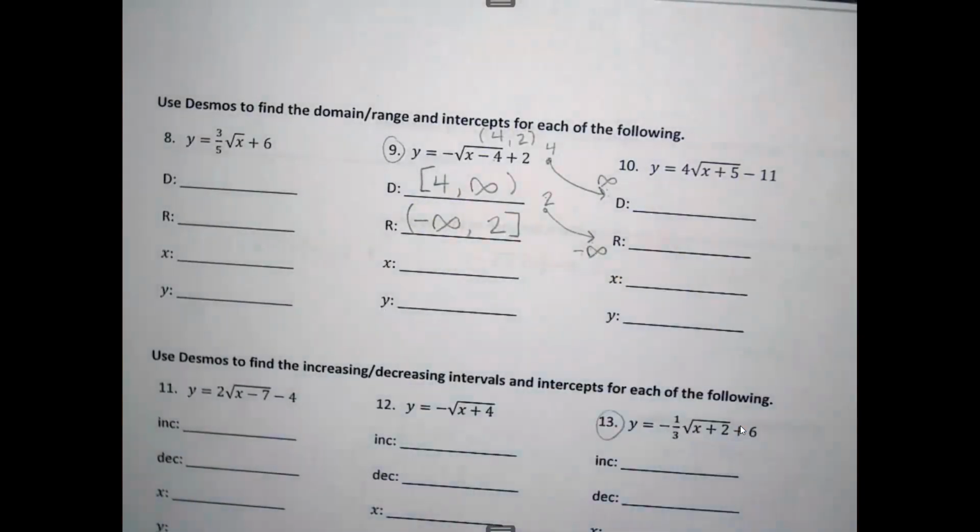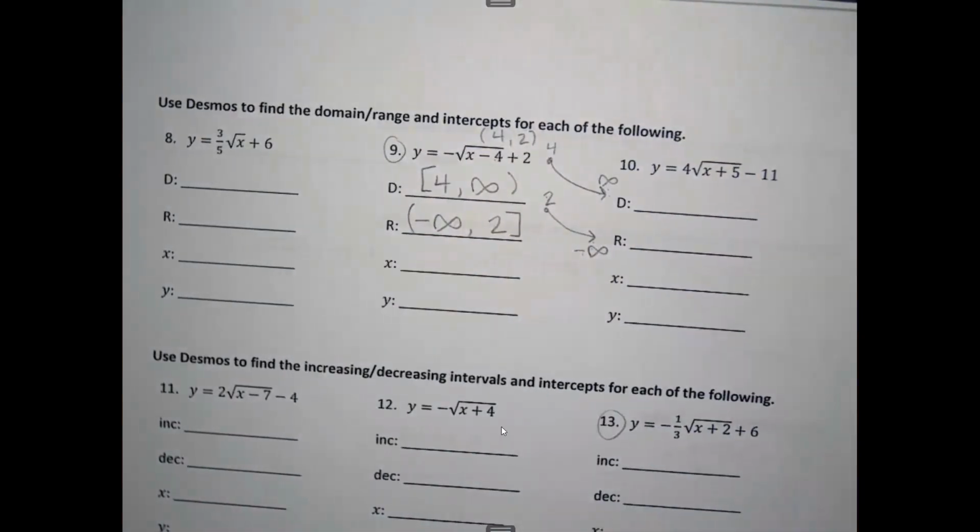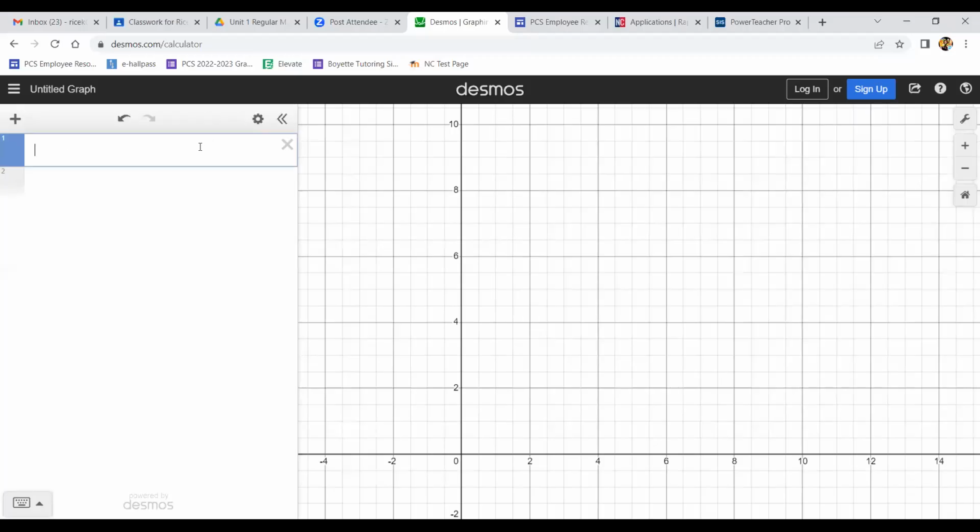Now to do the x-intercept and the y-intercept, we are going to have to type this into Desmos. So I'll go ahead and do that. So I've got negative sqrt x minus 4 plus 2. So it looks like there is no y-intercept. That graph doesn't go far enough to the left to even touch the y-axis, but there is an x-intercept at 8. So I'm going to write 8, 0 for the x-intercept, and then I'm going to say none for the y-intercept.